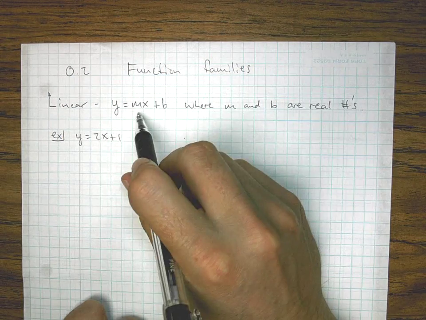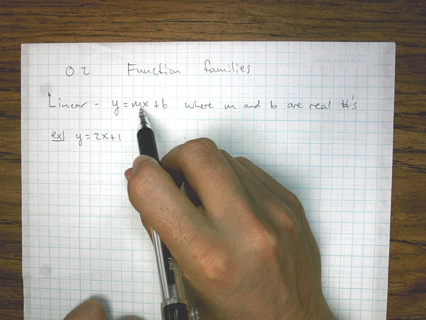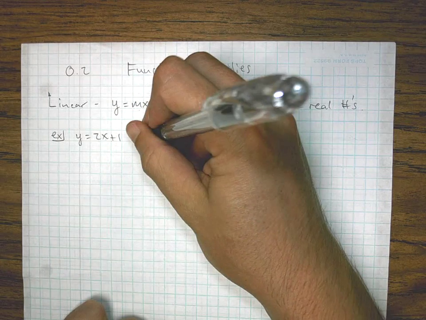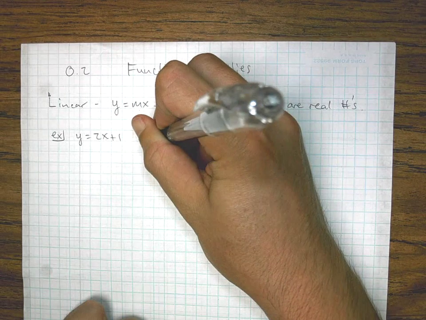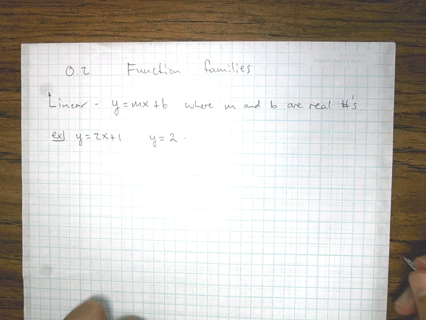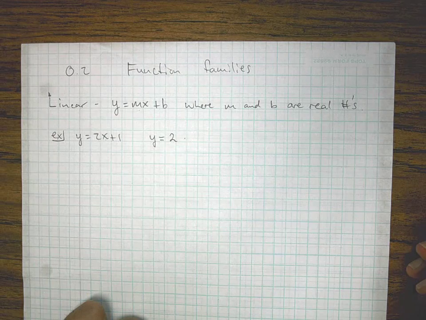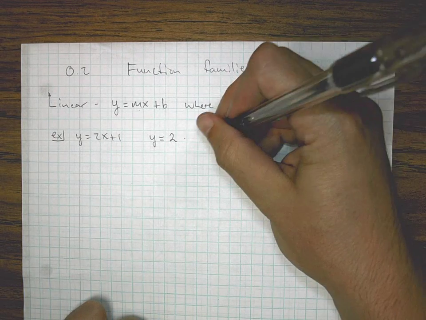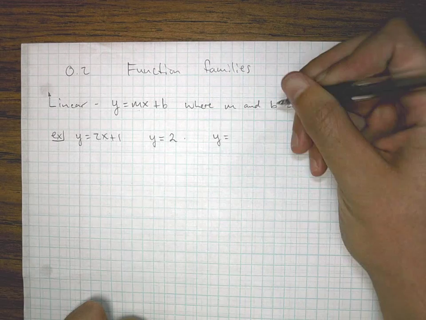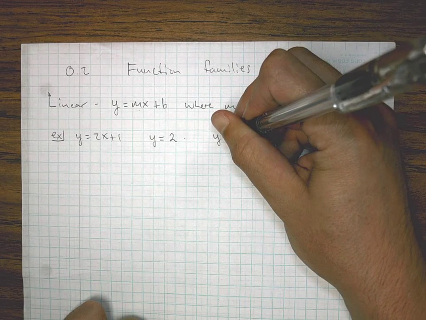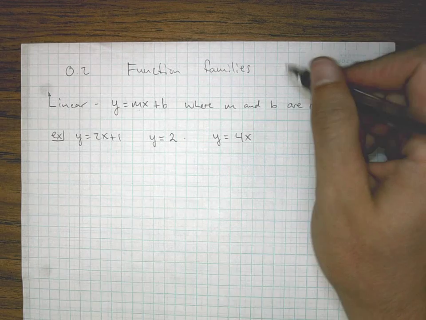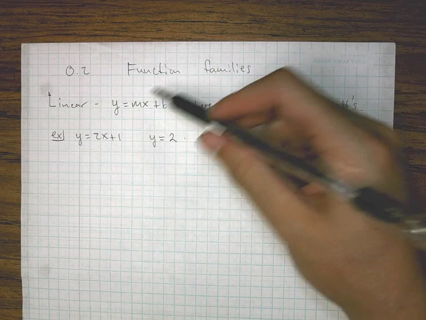Okay. But if m was equal to 0, 0 times x, that'd just be 0. 0 times anything is always 0. So you could get a function that looks like y equals 2. And you could also get a function that looks like y equals 4x. In this case, b is 0, and all you have is a slope.